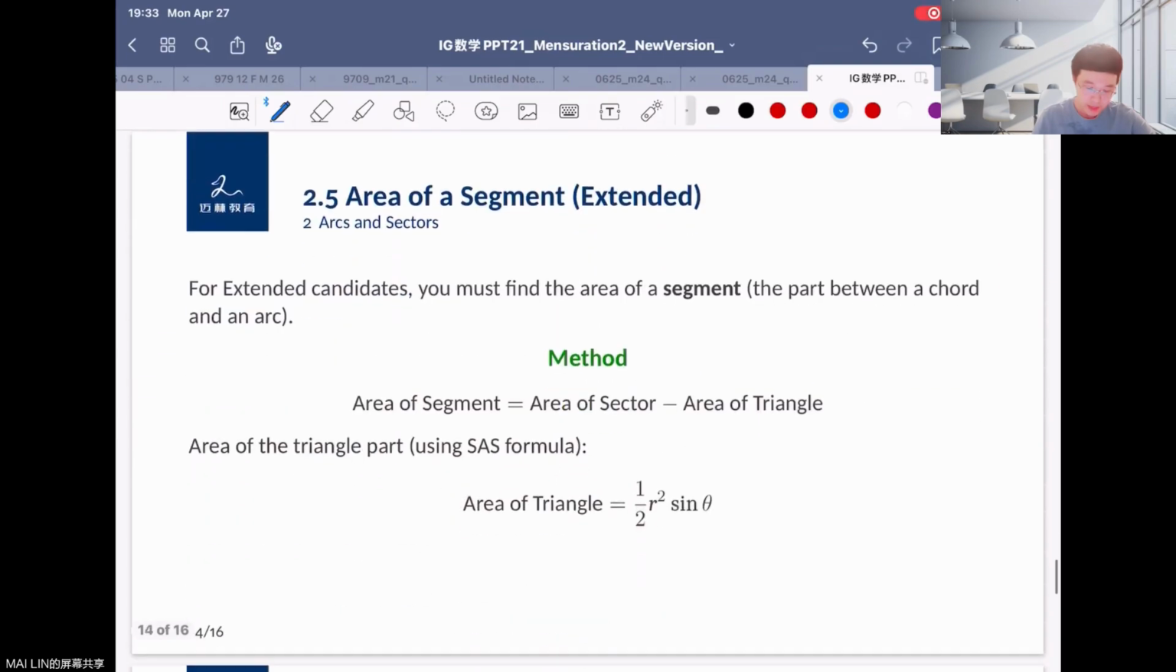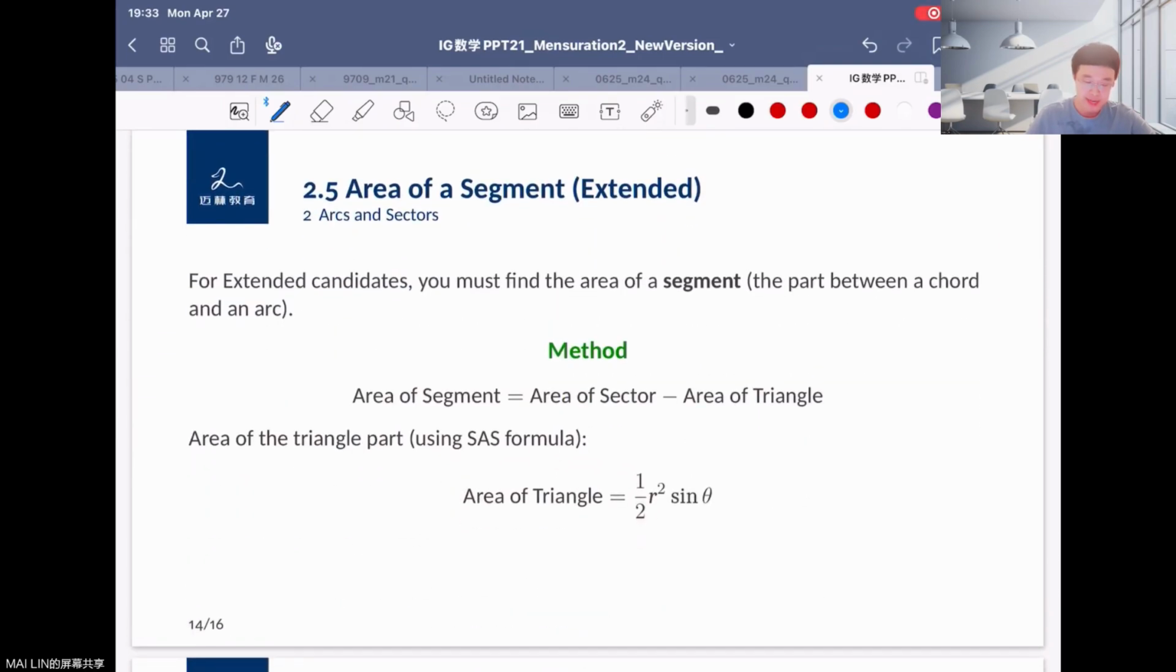And also we have the area of a segment. The area of a segment equals the area of a sector minus the area of a triangle. Here you can use the formula that the area of a triangle equals a half times side 1 times side 2, times sine theta. That is the area of the triangle.